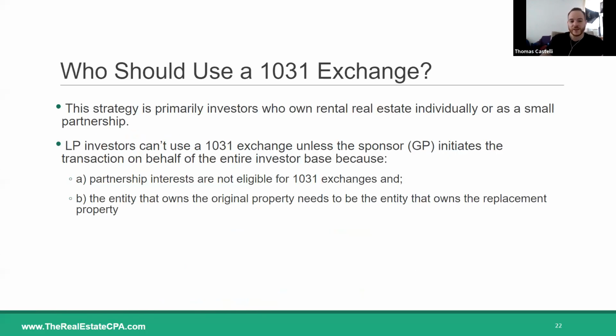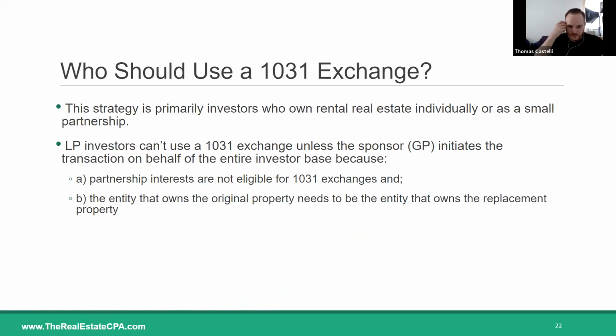So who should use a 1031 exchange? This strategy is primarily for real estate investors who own real estate individually or as part of a small partnership. LP investors cannot use a 1031 exchange unless the sponsor initiates the transaction on behalf of the entire investor base, because of the partnership interests. So when you're a limited partner and a property is sold in a syndication, you can't defer your gain because it's part of a partnership interest.